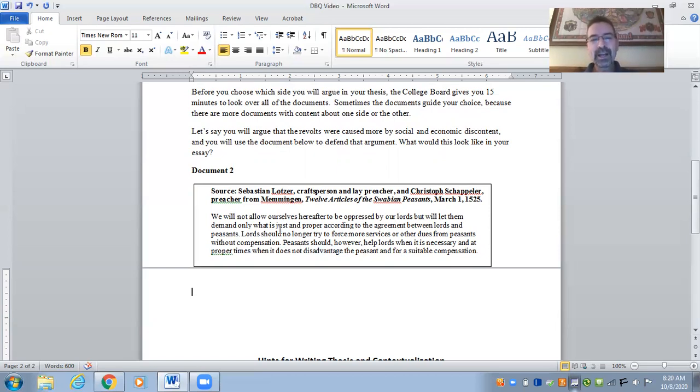This seems to talk a lot, if you notice, about these peasants not being compensated and being forced to do more work. This sounds more like an economic issue. So let's imagine we've got a specific, or our first body paragraph. It is going to be covering the issue of economic hardship, and that's why peasants rose up. So let me just put that in here.